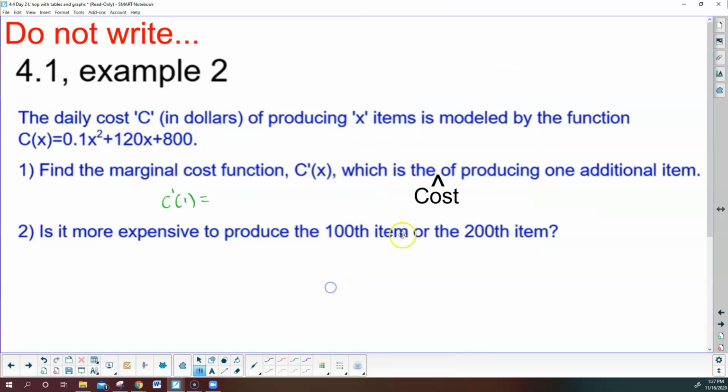All right. Now, so 120 and I should say 20 cents. I said 2 cents. It's $120.20 to produce one extra item. All right. Well, what about to produce the 100th item? Let's find C of 100, and then we're going to compare that. Which one's more expensive, to produce the 100th item or the 200th item? And we're just going to compare.